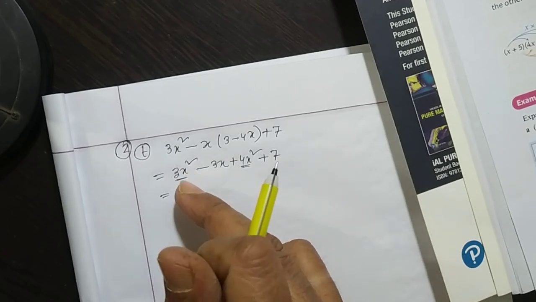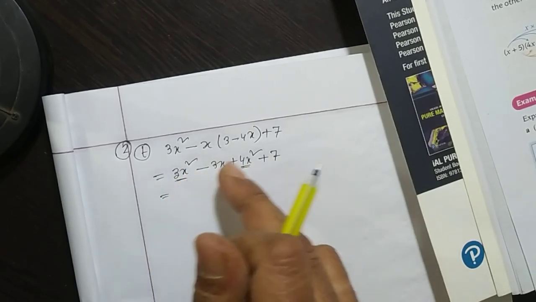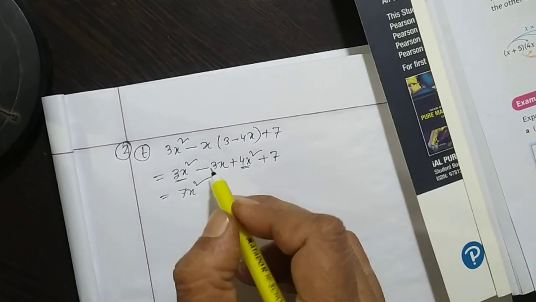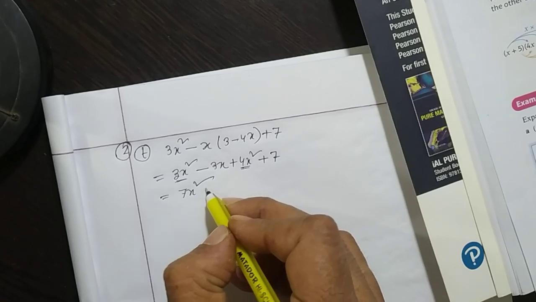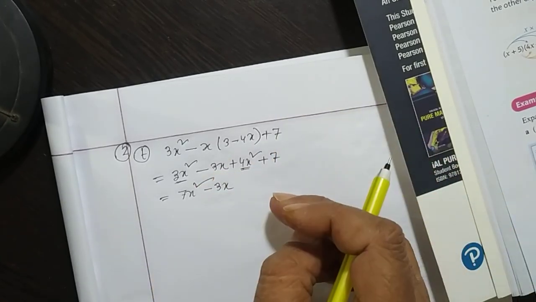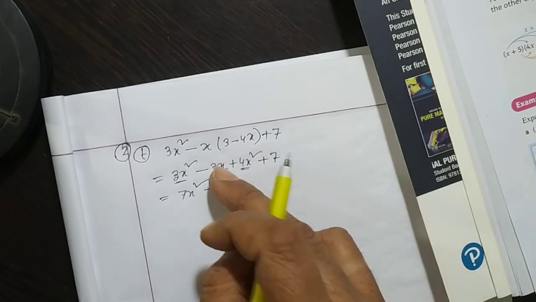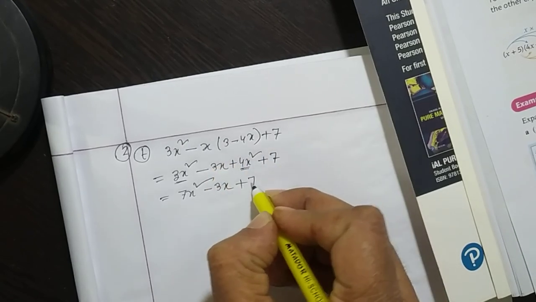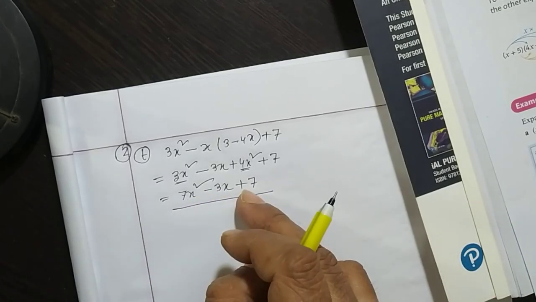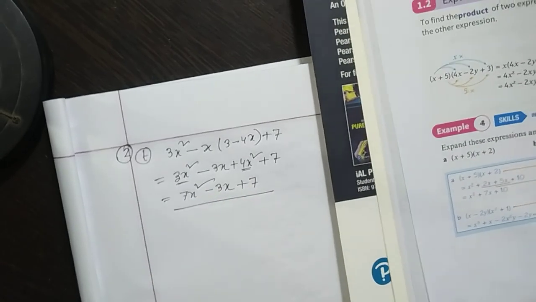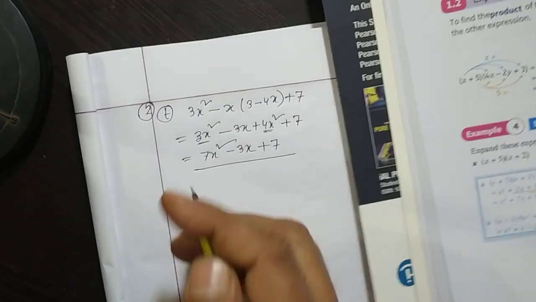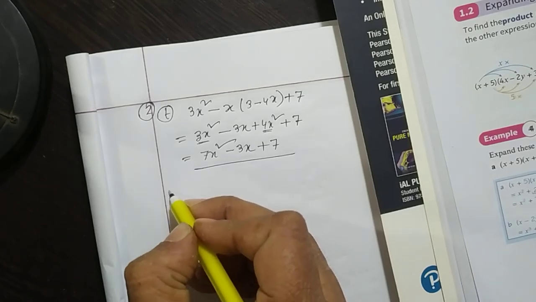Their powers are the same. Maybe the coefficients are different, but the powers are the same. So 3x square and 4x square, that is 7x square, minus 3x. We'll write 3x because there are no other terms where we have the highest power 1, and the other part is 7. So that is done. It is a quadratic expression. Quadratic expression means where the highest power is 2. When the highest power is 3, they are called cubic equations.